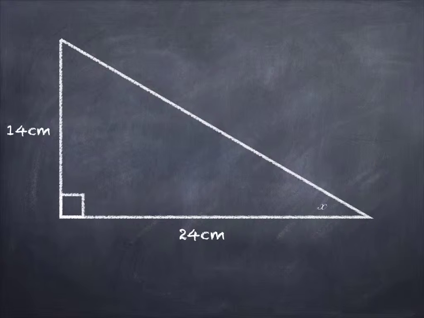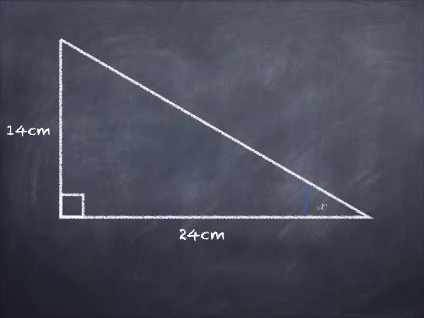Alright, here is an example to look at. We have a triangle. Ta-da. It's a right angle. Excellent, very important. This side is 24 centimeters, this side is 14 centimeters. Here's our x that we're looking for. So we're looking for this angle over here, in this corner of our triangle.